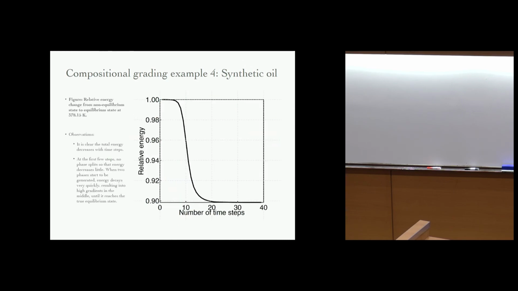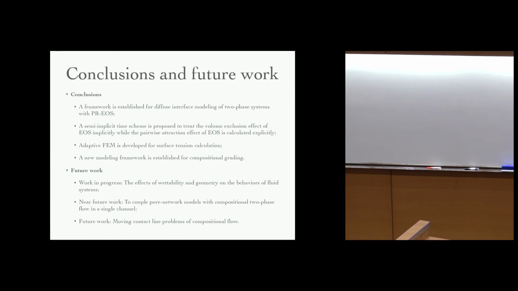All right. So in conclusion, we are looking at how to model two-phase multi-component systems using the Peng-Robinson equation of state. And we find that there is a way to design an unconditionally stable algorithm by using semi-implicit time stepping, provided you use a good convex splitting. And in the 1D case, we also did some adaptive finite element, but this could be extended to multiple dimensions as well.